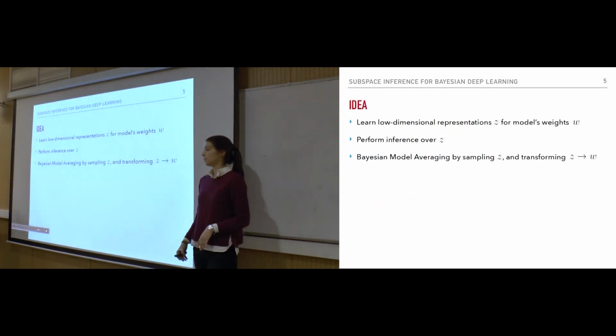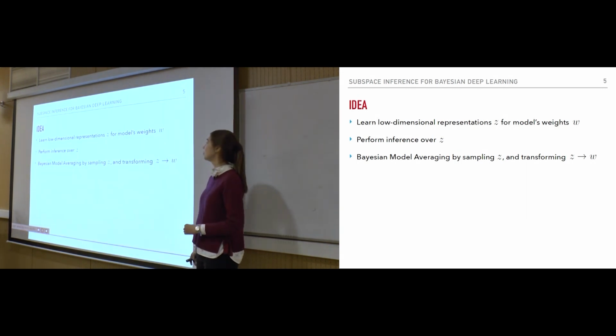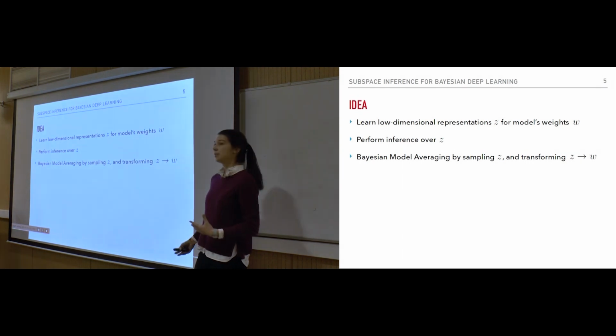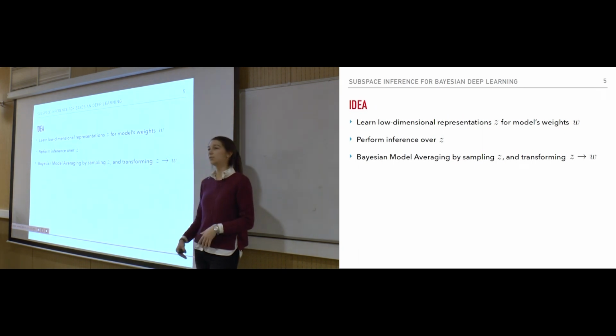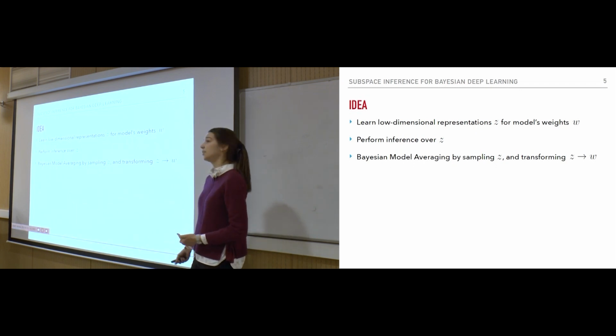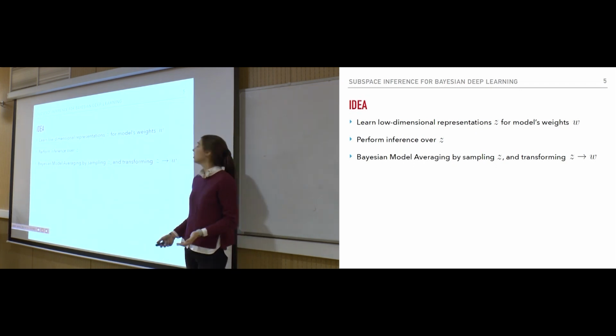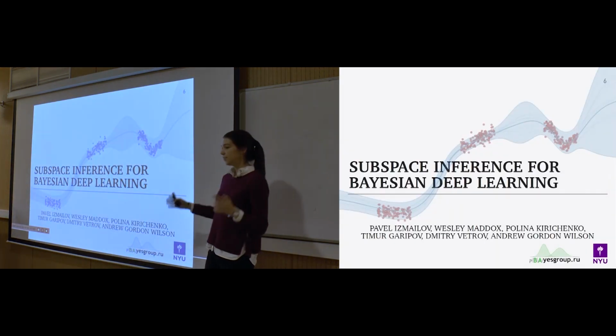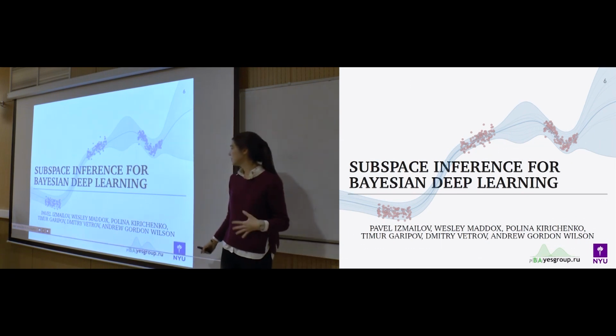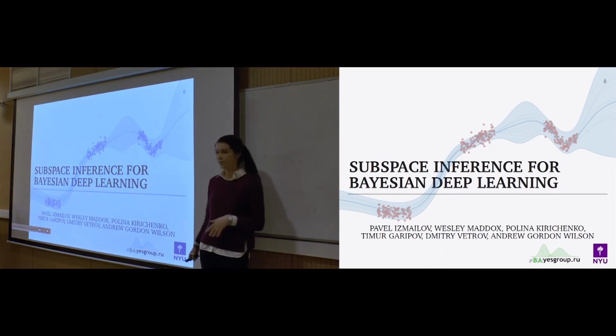So the shared idea between these two works is to learn a low-dimensional representation Z for our model's weights W, and then perform inference over these latent representations Z instead of the initial weights W. And further, at test time, we can do Bayesian model averaging via sampling from our approximate posterior over Z, and then transforming back to the original weight space and averaging the models. This part of the talk will be presented by Pavel, and this is our joint work on subspace inference for Bayesian deep learning.